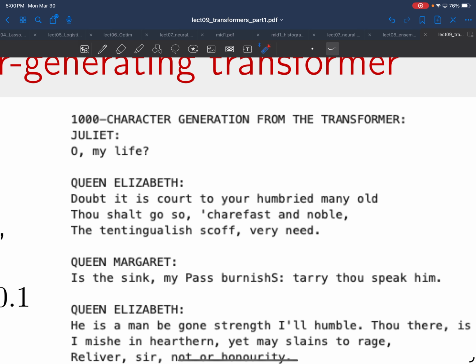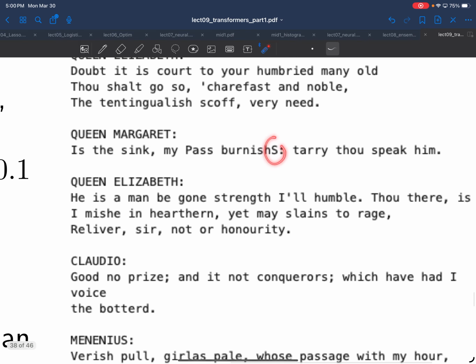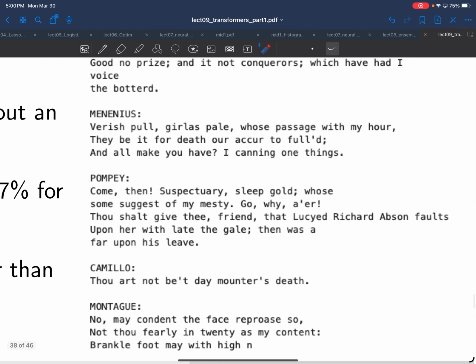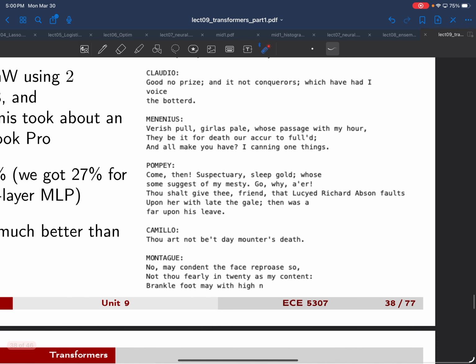But most of them are actually words. A few of them, maybe the capitalization is off, or the pluralization is off, and so on. But overall, it's way better than what we were getting before. It's kind of funny to read it, but it sounds pretty Shakespeare-ish.